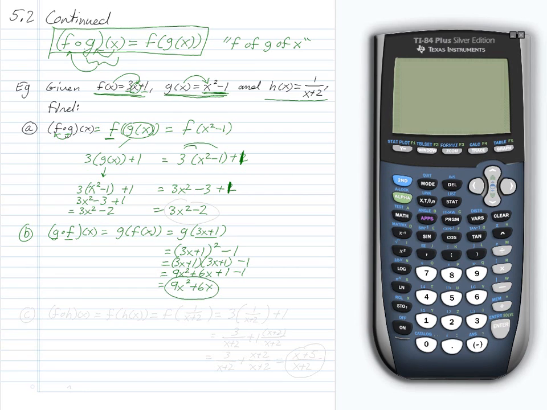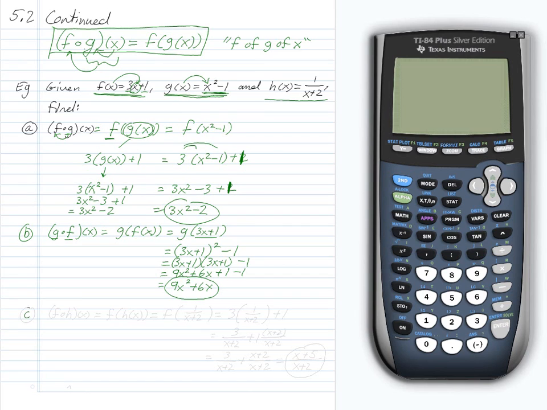So notice that these functions that we came up with are very different. They're both quadratics, but they're completely different quadratics. All of our coefficients are different. So it matters which order your composition is going. Let's look at one more of those.